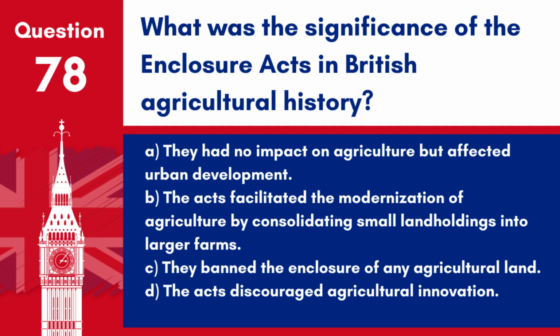Question 78. What was the significance of the Enclosure Acts in British agricultural history? A. They had no impact on agriculture, but affected urban development. B. The Acts facilitated the modernisation of agriculture by consolidating small landholdings into larger farms. C. They banned the enclosure of any agricultural land. D. The Acts discouraged agricultural innovation.